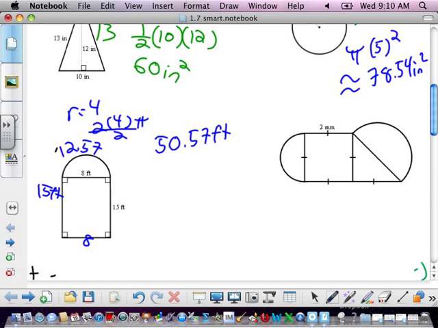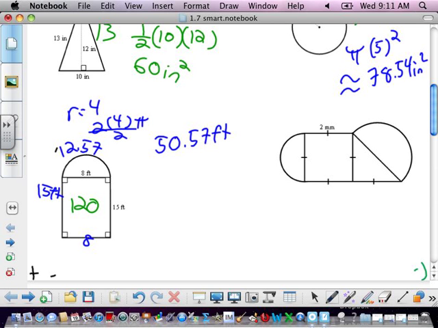Okay, let's talk about the area. How do we find the area of the rectangle part? I added everything up: 15 plus 15 plus 8 plus 12.57. How am I going to find the area of the rectangle? Length times width. 15 times 8, giving me 120.